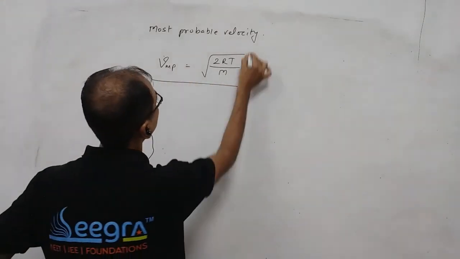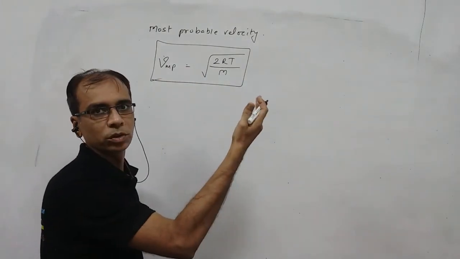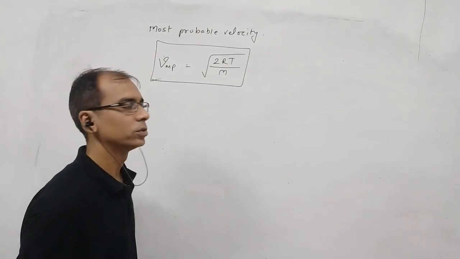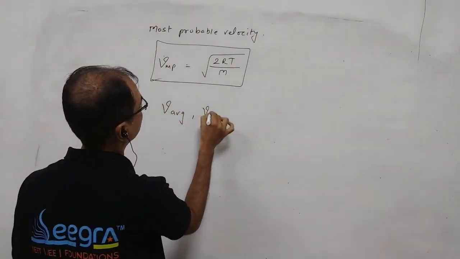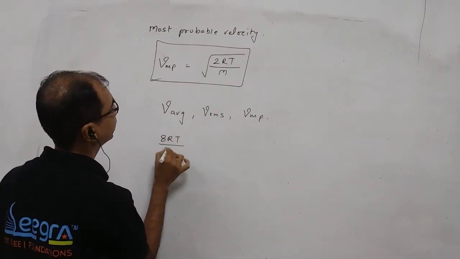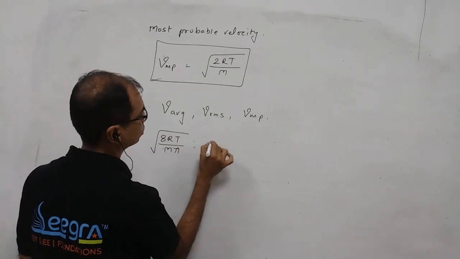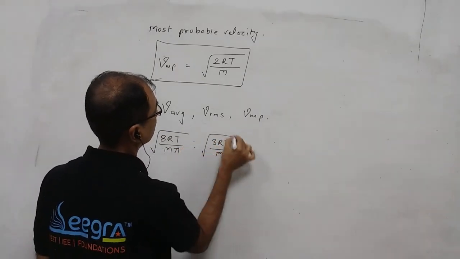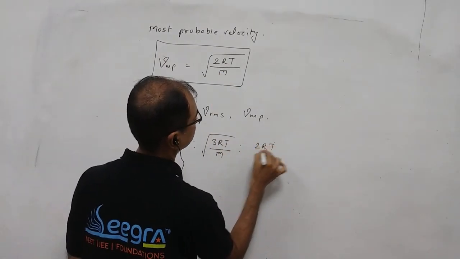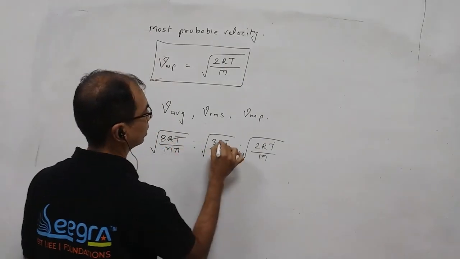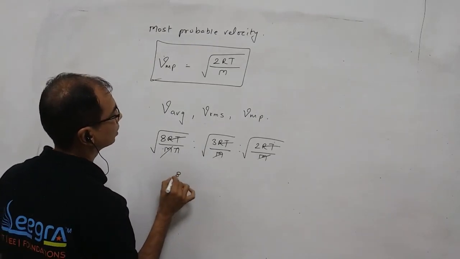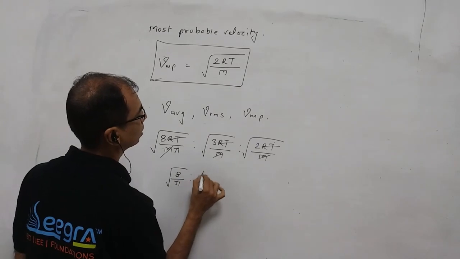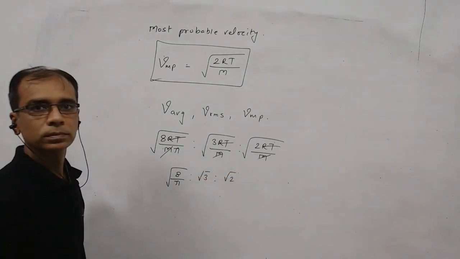Now, at certain times, you know how to do the questions. If you can do Vrms problems, you can definitely do these. Sometimes they ask you what is the ratio of V average, Vrms and VMP. No problem in that one, we can find. This is root over 8RT by M pi. This is root over 3RT by M. And this one is root over 2RT by M. RT cancelled, M cancelled. So what is the ratio? You can see that this is root 8 by pi is to root 3 is to root 2.